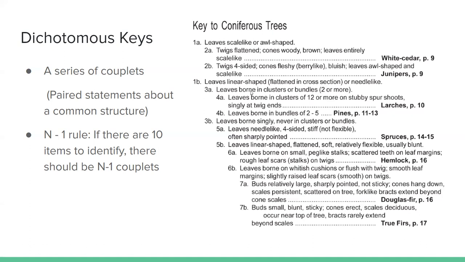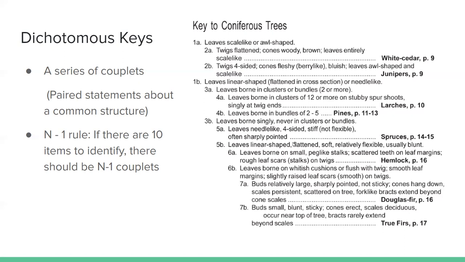Somebody want to tell me where we should be, 3A or 3B for these little leaves? Yeah, exactly. So these are single leaves, so we're at 3B. So next we go to question five. We're looking at each of those individual leaves. We're trying to figure out whether it's four-sided or whether it's flattened, basically.